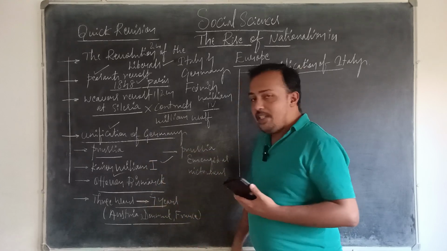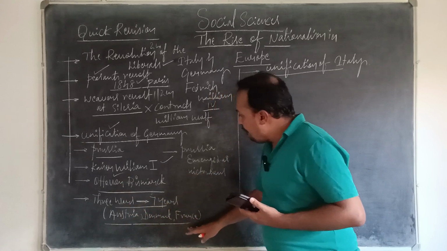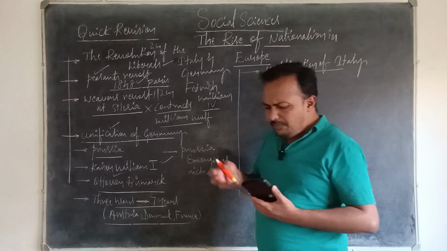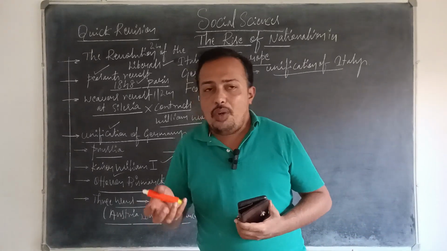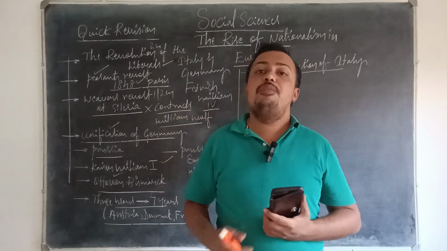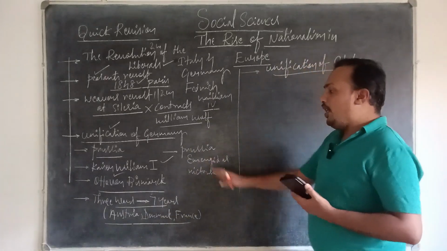3 wars for 7 years. Prussia waged war against Austria, Denmark and France. What was the outcome? Prussia emerged as victorious. And what did they do? Kaiser William the First became the emperor of Germany after this victory of Prussia.